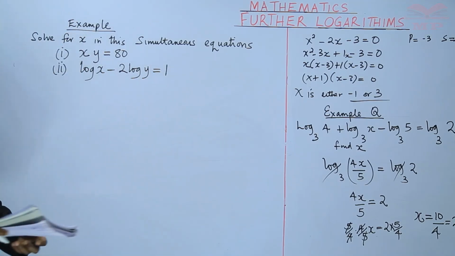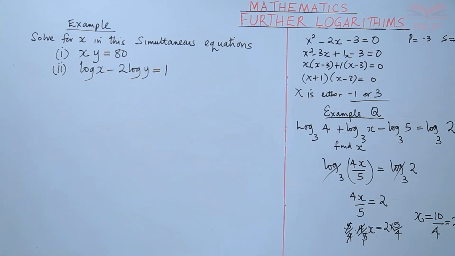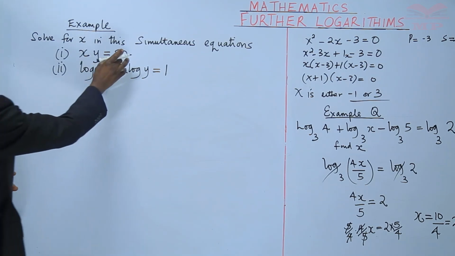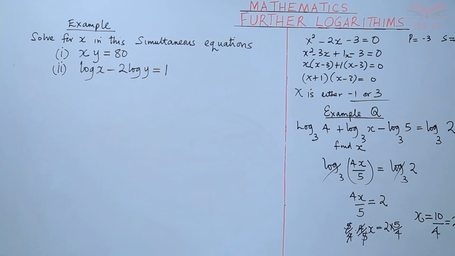So Lana, that is a very interesting one. It is a simultaneous equation. Solve for x in these simultaneous equations. In the first equation, x plus y is equal to x times y is equal to 80.